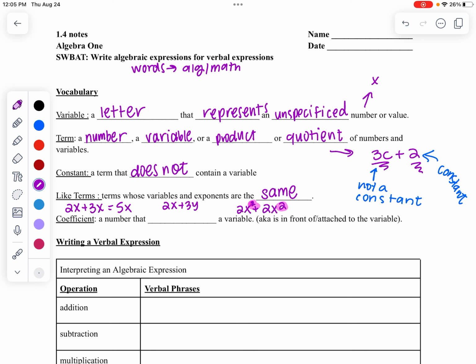And finally, a coefficient is a number that multiplies a variable. This is how it's easy to recognize it: it's in front of or attached to the variable. So again, if we go back to 3c, 3 is its coefficient. It's connected by multiplication. We don't normally put a multiplication sign there, but that would be considered its coefficient. So those are what some of these terms algebraically mean.